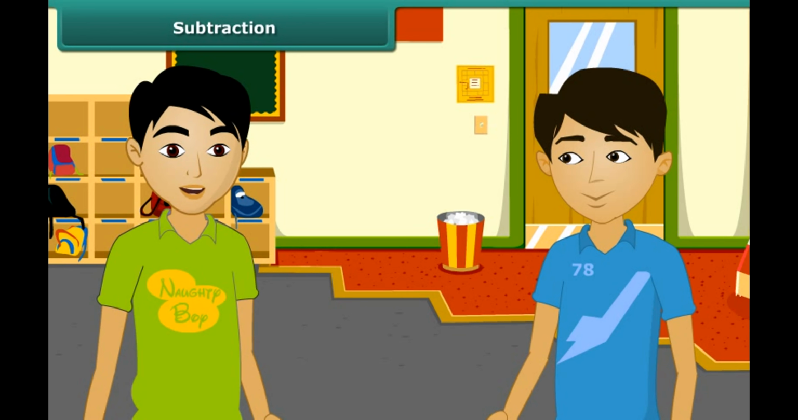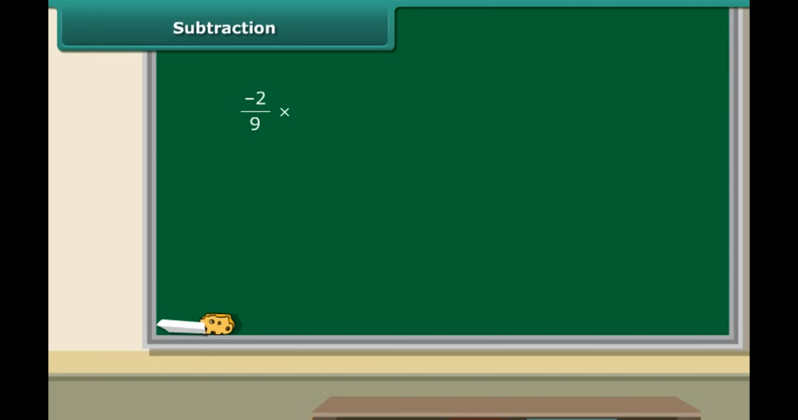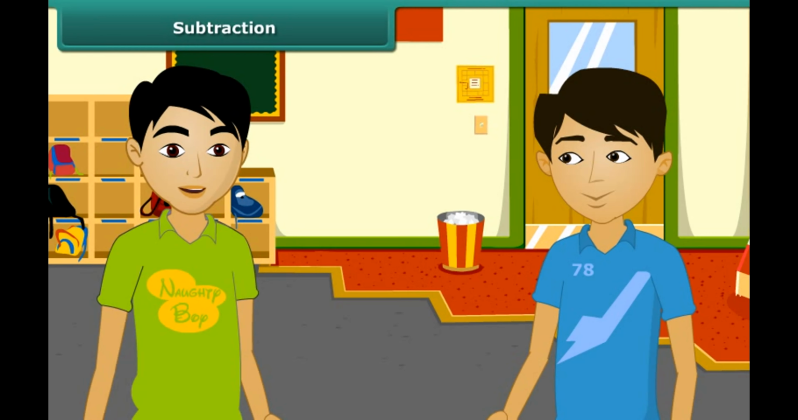Can you guess how we can multiply rational numbers? While multiplying a rational number by a positive integer, we multiply the numerator by that integer, keeping the denominator unchanged. When we multiply two rational numbers, we multiply the numerators, then we multiply the denominators. Well done! You have learnt now.